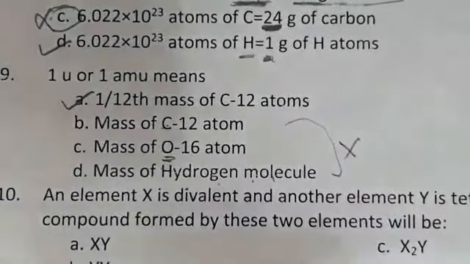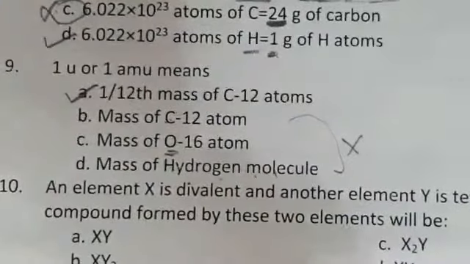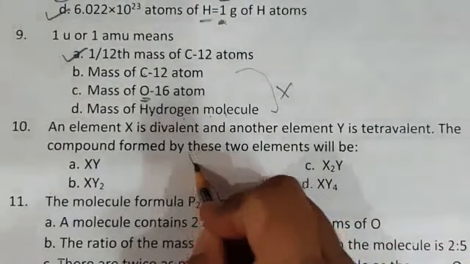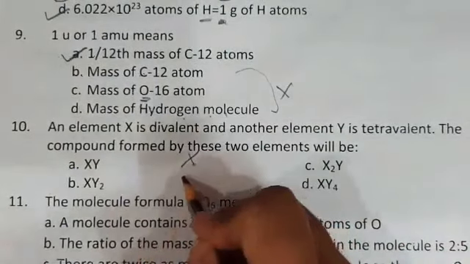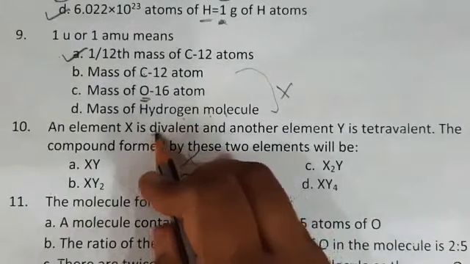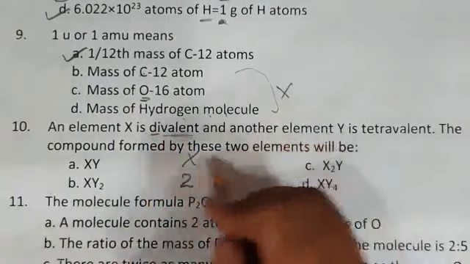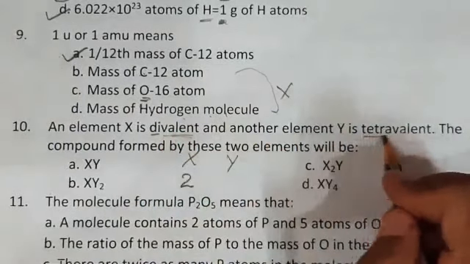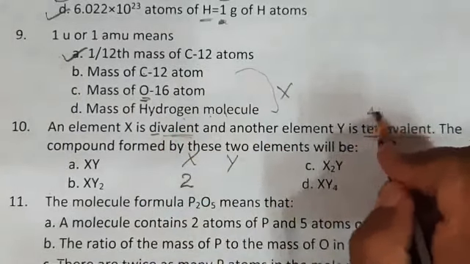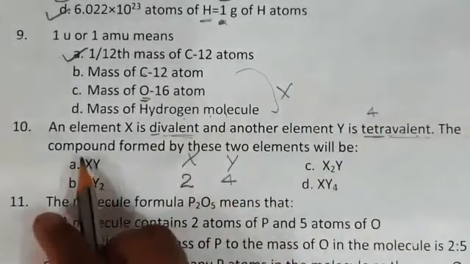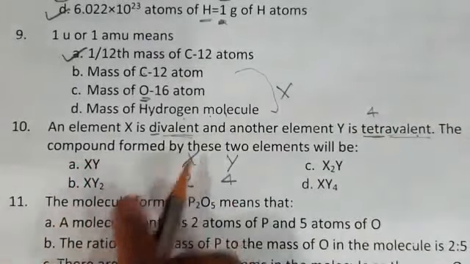Now 10th question. An element X is divalent. Okay, if we are taking element X, it is divalent, means it has valency 2. Di means 2, valent means valency. Valency is 2. Another element Y is tetravalent. Tetra means 4, valent means valency. Valency is 4. So calculate the compound formed by these two elements.